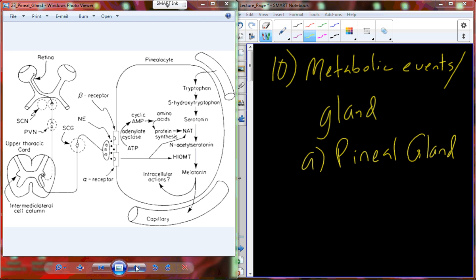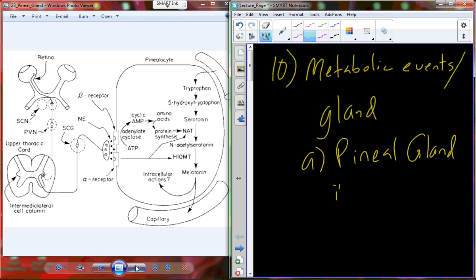The pineal gland is near the base of the brain, not too far away from the pituitary and the hypothalamus. A little fun factoid here: we used to believe that this is where the soul that we talked about in the Bible actually resided, in the pineal gland. Obviously, there's probably not much of a reason to believe that. But the pineal gland produces a hormone called melatonin.